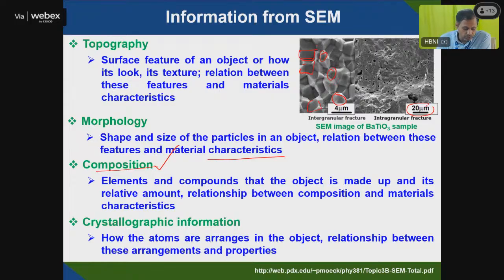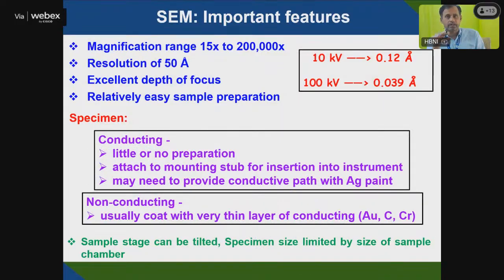In addition, you can also get crystallographic information. The SEM can be attached to an electron backscatter orientation microscopy technique, and with the help of software you can find out the crystallographic information: how the atoms are arranged, and the relationship between the arrangement of atoms and the properties. So all these four major types of information you get from a scanning electron microscope.